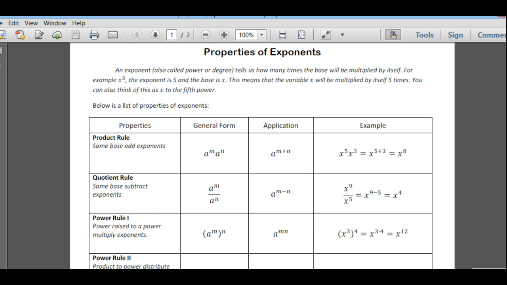To figure out what the product rule is, we're going to go back to our notes, properties of exponents. And if you look at your notes, the product rule involves multiplying, hence product. And it involves multiplying different variables with the same base, which will result in adding their exponents. So if you look at the example that we're given, we're multiplying x to the 5th times x to the 3rd, which will require us to keep the base x and add the exponents 5 and 3, which results in x to the 8th.